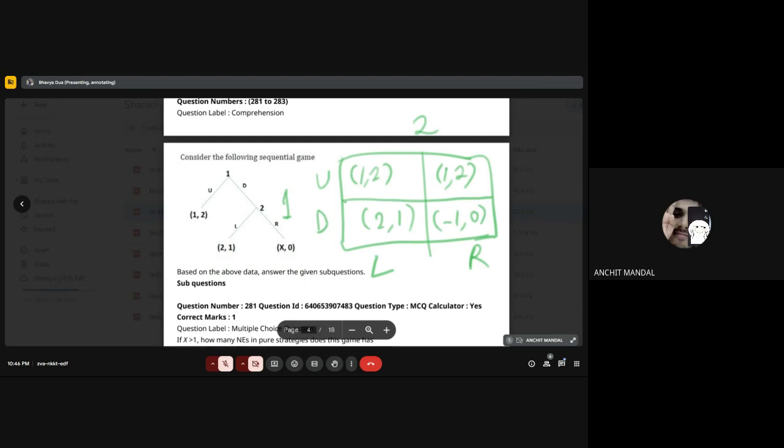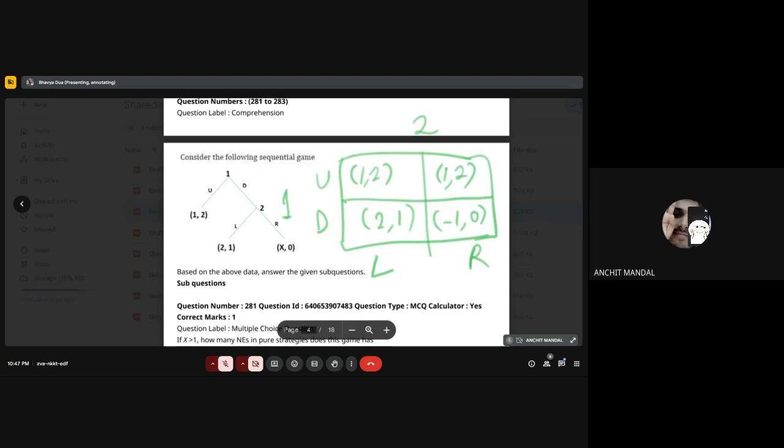Okay. So player 1 will always play down. For L, thinking that they'll play L, they'll play D, and if it's right, they'll play up. Yep. Okay. Now player 2 is indifferent for up and definitely L. Yeah, so there are two NEs. See that there are two NEs now.